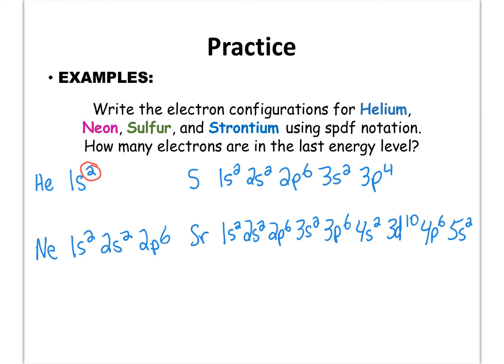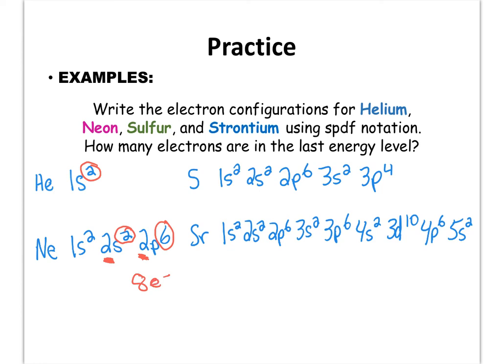Okay, but now if we do this for neon, a lot of people will say that the electrons in the last energy level for neon are 6. However, you need to realize that the last or the highest energy level for neon is 2. The energy level is written in front. The big number in front is the energy level. So neon has electrons in the 2s and the 2p. So these 2s electrons count towards the total number of electrons in the last or highest energy level. So neon has 8 electrons in the highest or last energy level.